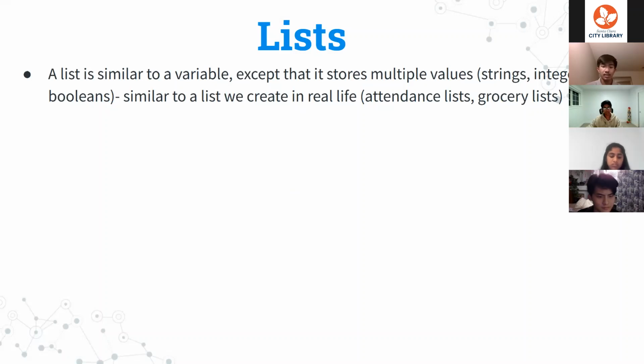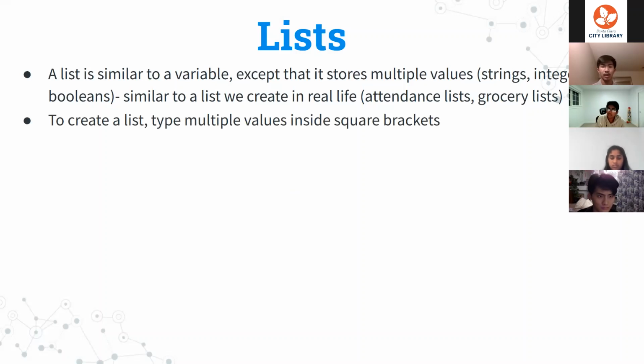To create a list, you type the name of the list followed by multiple values within brackets. For example, things is equal to open bracket, open quote, banana, close quote, comma, 3, comma, open quote, hello, close quote, and then close the brackets.